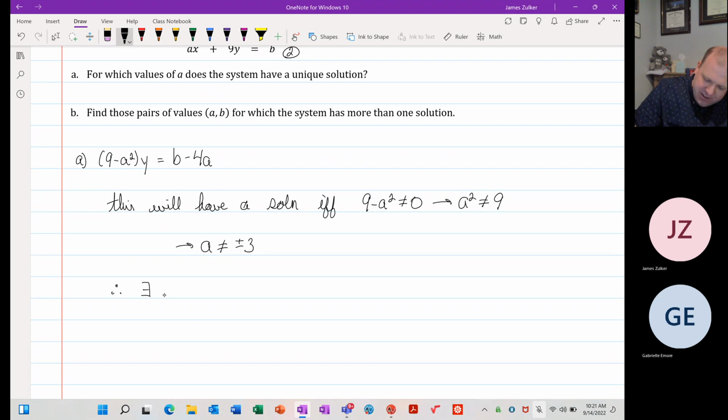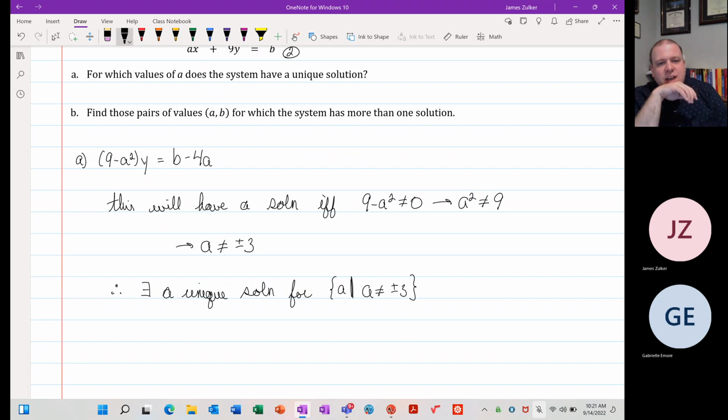All right, so what we conclude is there exists a unique solution for the set of all a. And I'll write in set notation. Set of all a such that a is not plus or minus 3.